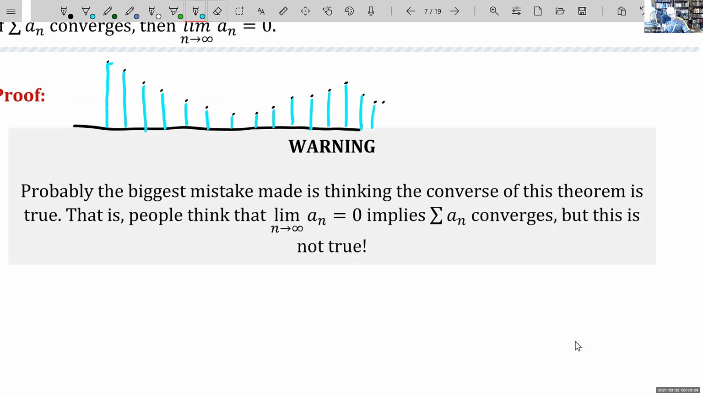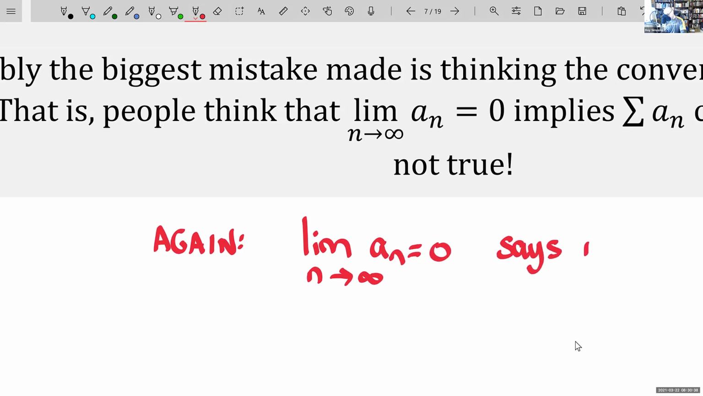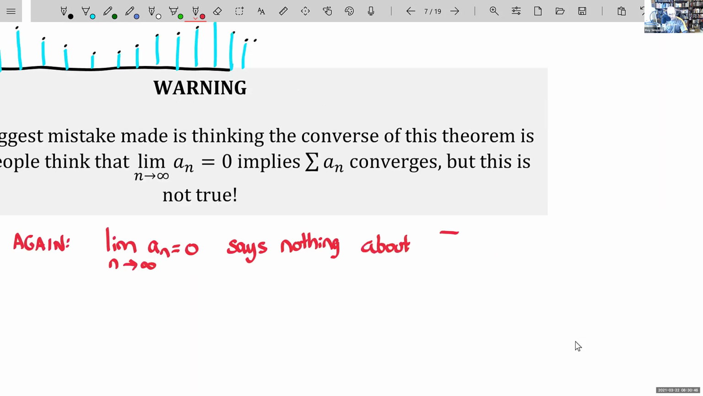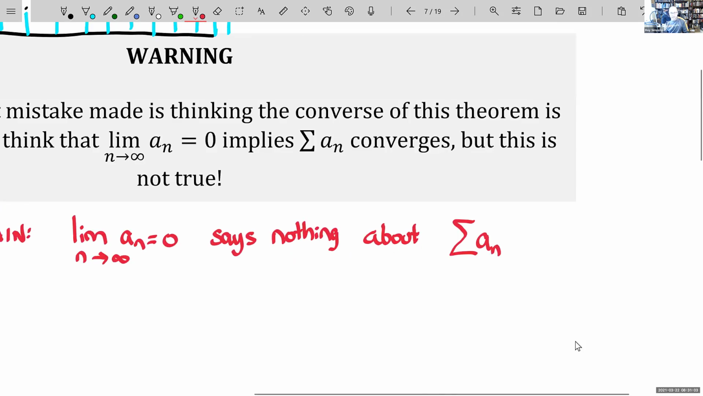So again, as a very important warning, just so important, I just want to say it again. The limit as n goes to infinity of a sub n being 0 says nothing about the convergence or divergence of the summation a sub n. It says nothing about the convergence or divergence of the series. However, if the series converges, that says the sequence has to tend to 0. But just because the sequence tends to 0 doesn't mean the series will.